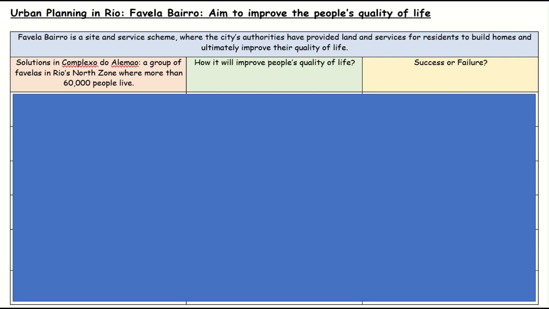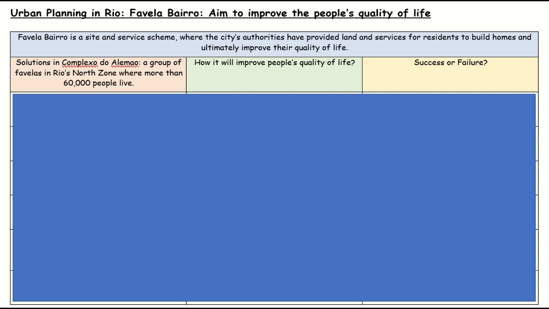And then finally, in the exam, there could be a 6 or 9 mark question about how urban planning can be used to improve the quality of life for the urban poor in an LIC or NEE city. Now, if you're studying Rio de Janeiro, that question basically means talk about the Favela Bairro project. So, Favela Bairro is a site and service scheme where the city's authorities provided land and services for residents to build homes and ultimately improve their quality of life.